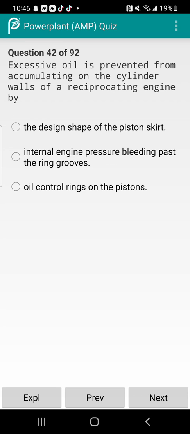Excessive oil is prevented from accumulating on the cylinder walls of a reciprocating engine by oil control rings on the piston.